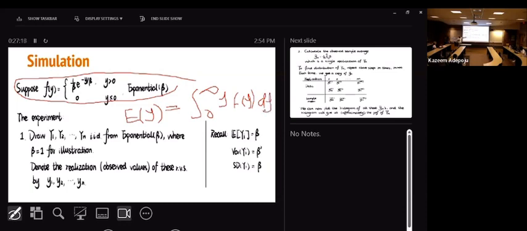The expected value of y is beta. The variance is beta squared. The standard deviation of y is beta. You have to know that, okay? The underlying distribution. Now, we're actually going to choose a random sample from there. Now, take a look at this.